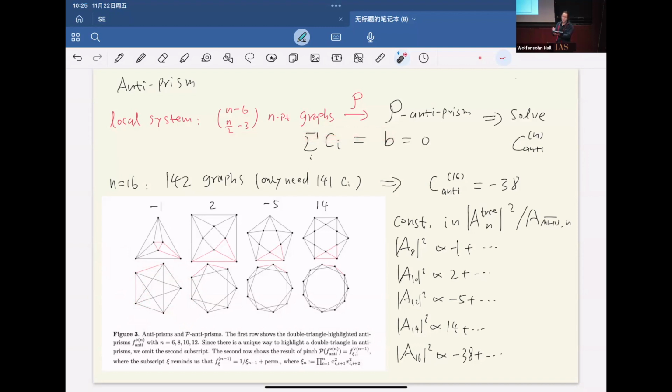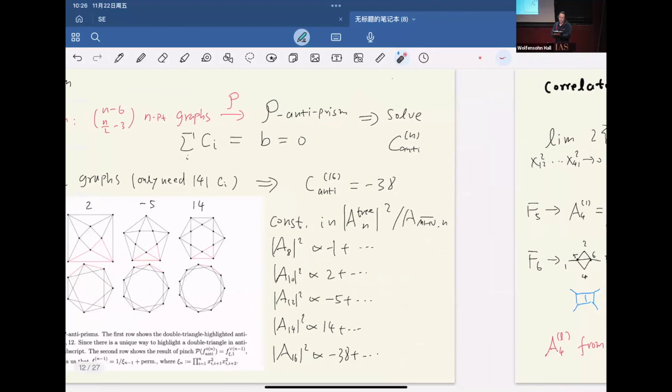So you can set up this system. For example, at 16 loops, there are 142 graphs that are reduced to 0. So their sum should give you 0. So all you need to compute is not millions of graphs at 12 loops, but only 141. That allows you to deduce this answer, which is not 42, not -42, but -38. This is a sequence that will be very interesting, because this is a sequence that also appears at tree level squared. As I'll mention later, in the tree level squared story, there's a constant piece that's exactly this coefficient. So in principle, we should be able to understand this constant coefficient also from tree level.